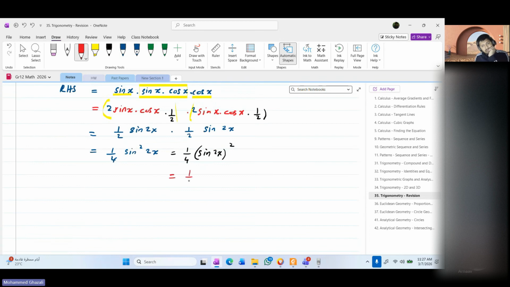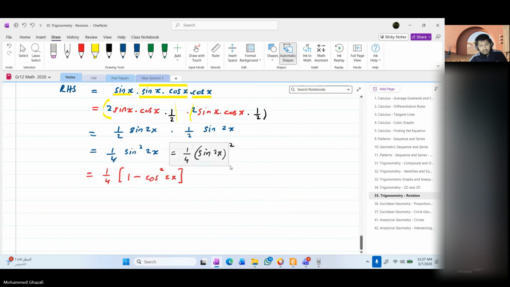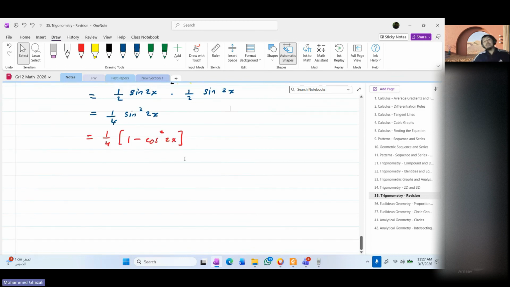Try this. This is a quarter. What is sine squared 2x? That's 1 minus cos squared 2x, basically an identity I used here. Will this help? Yes, this will help. I used the square identity: sine squared plus cos squared is equal to 1. Now we know cos 2x, so we can substitute the previous one. Cos 2x is equal to 2 cos squared x minus 1.